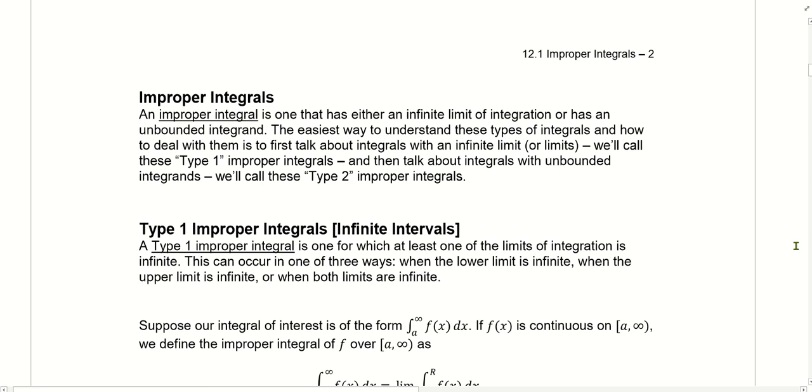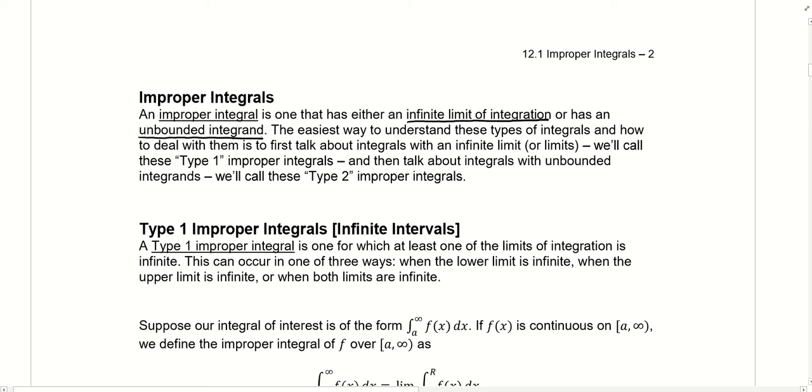So let's start with a bit more of a formal definition here. When we're referring to an improper integral, we're talking about one that either has, like we saw above, an infinite limit of integration, at least one, or has an unbounded integrand, meaning that there's at least one point where the integrand is undefined on our region of integration.